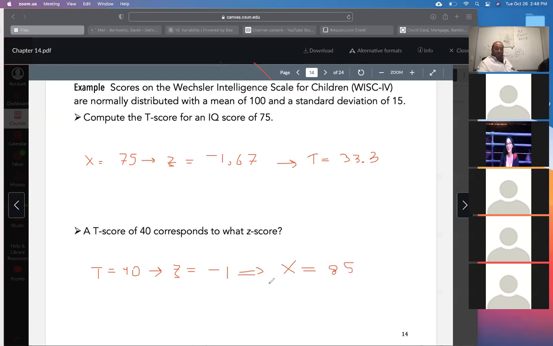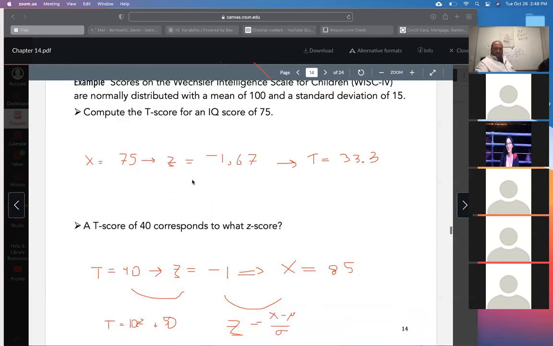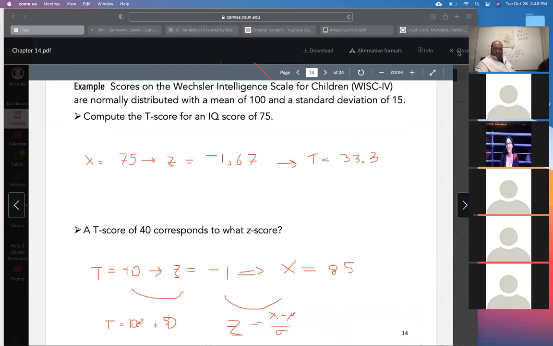Two formulas here. The one that connects z and x is z equals x minus mu over sigma. And t and z, t equals 10z plus 50. Both of those formulas can be rearranged for the other. So if you have t and you want x, or if you have x and you want t, you've got to go through z in the middle. Okay. Oh, and that takes us to the end of chapter 14. How nice.